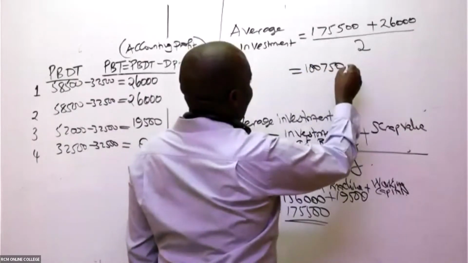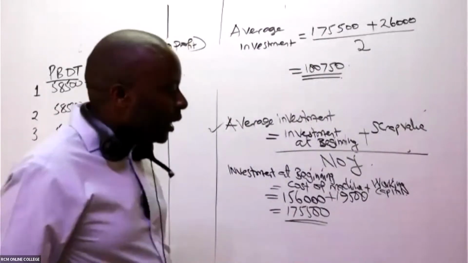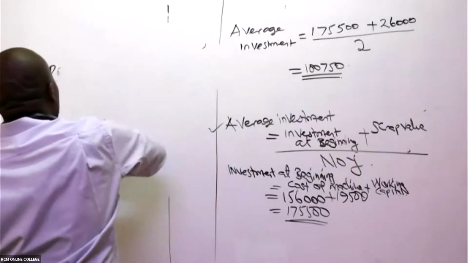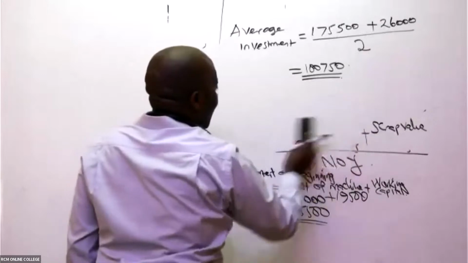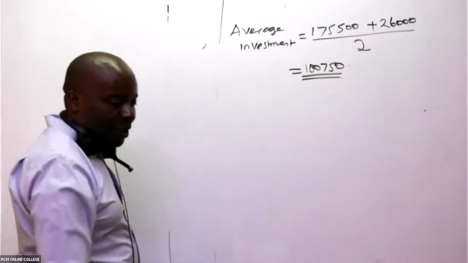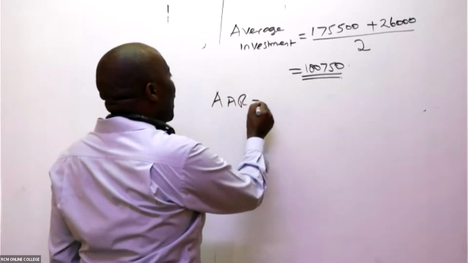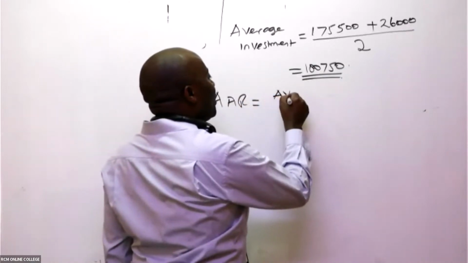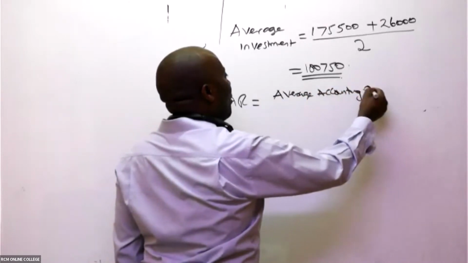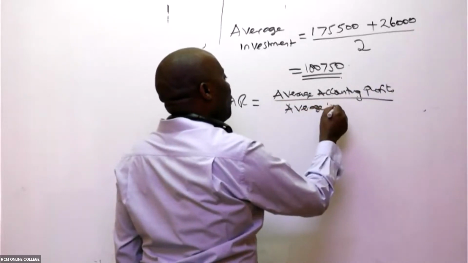So that is the average investment. And don't forget, what you are calculating, ladies and gentlemen, is known as the average accounting return. So the average accounting return equals average accounting profits over average investment.